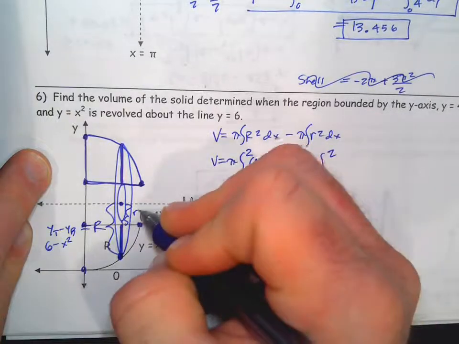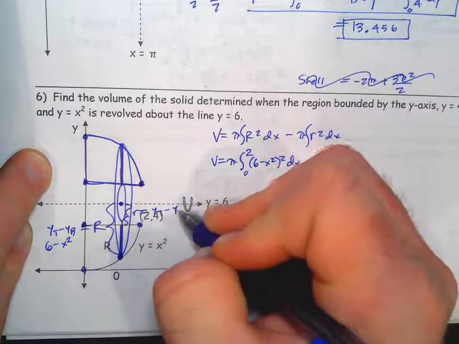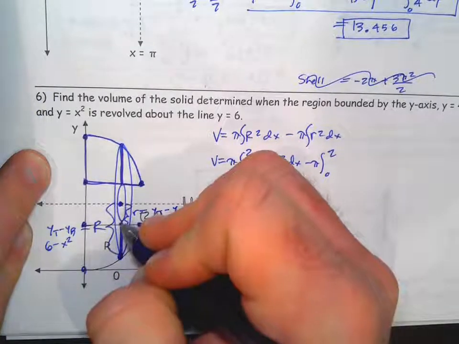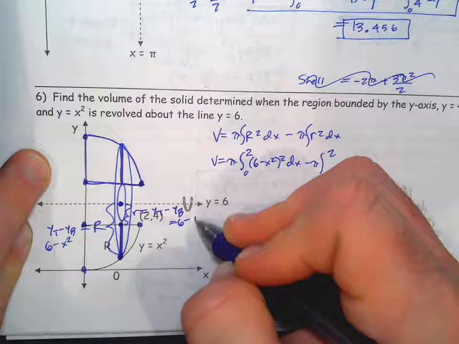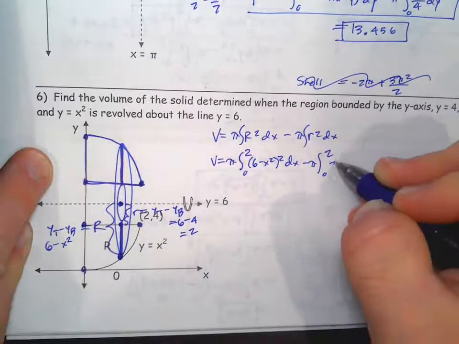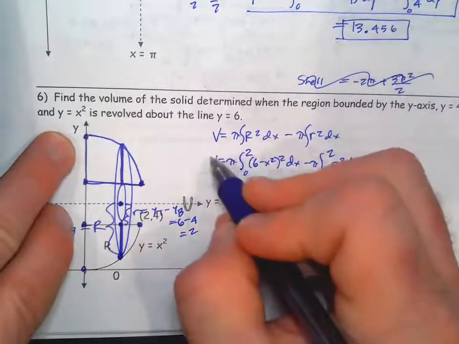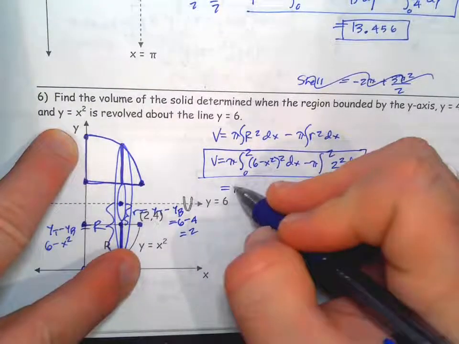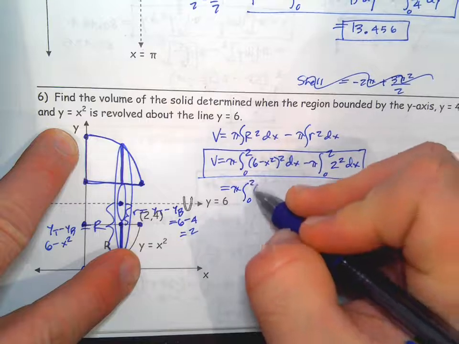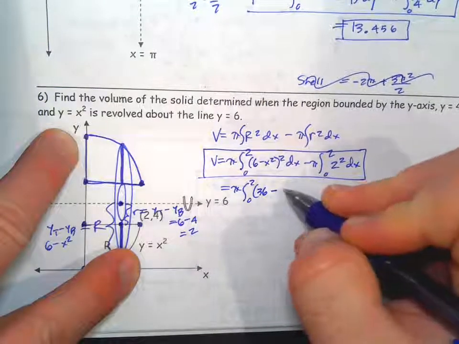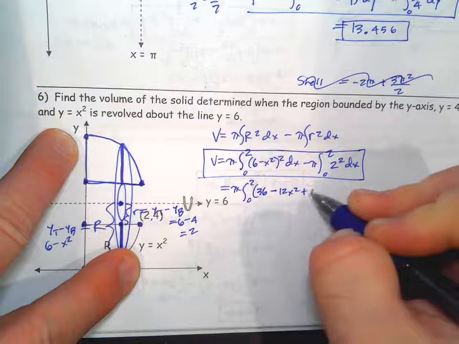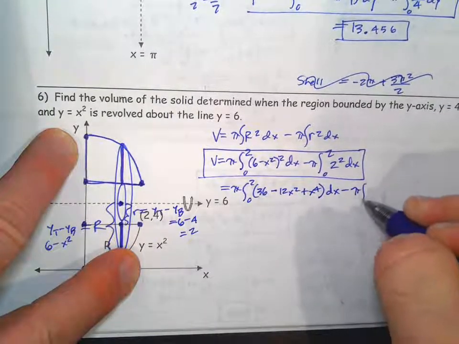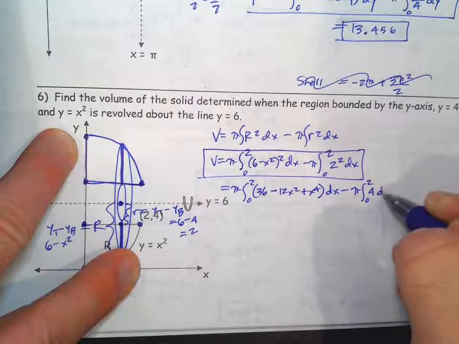The little radius is going to be y top minus y bottom. And y top is going to be 6. And y bottom is going to be the y coordinate here, which is 4. So it's just going to be 2 squared. So there's your setup. If we're going to do it by hand, we're going to want to FOIL this out. 36 minus 12x squared plus x to the 4th dx minus pi, 0 to 2 of 4 dx.